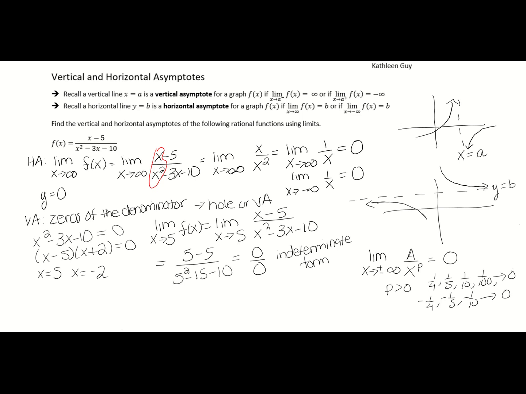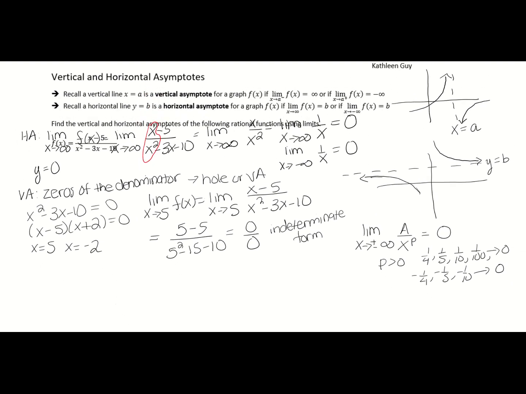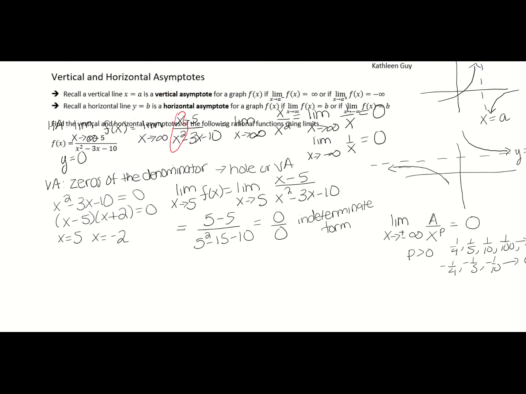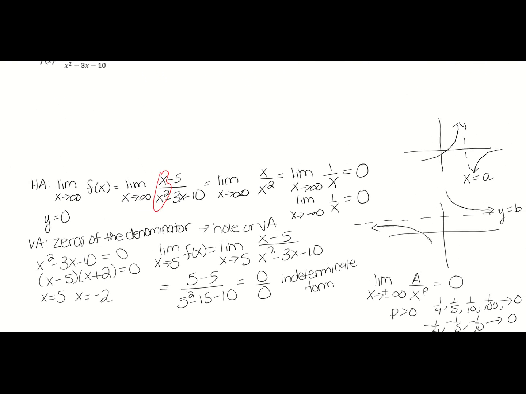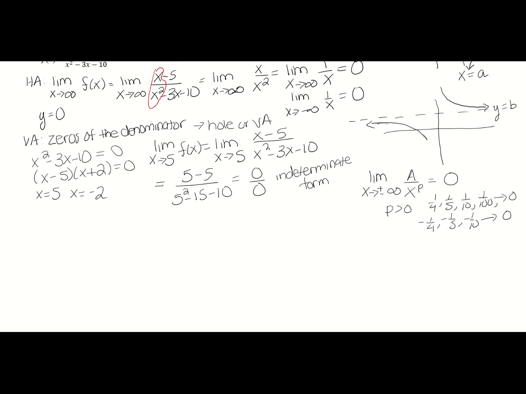What this is telling us is that whatever factor is making 0 in the bottom is also making it 0 at the top, which means that we can simplify. So what we're going to do next is simplify our function here. I'm going to have the limit as x approaches 5, and I'm going to write it in factored form now: x minus 5 over x minus 5 times x plus 2.